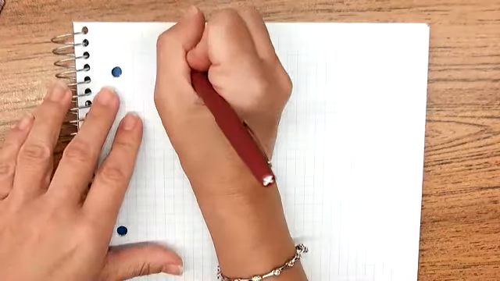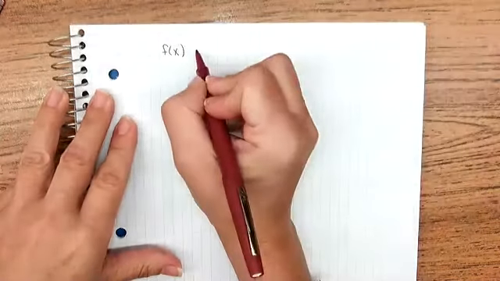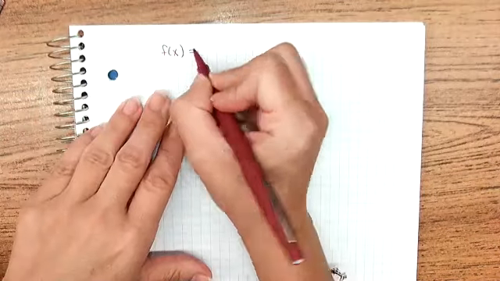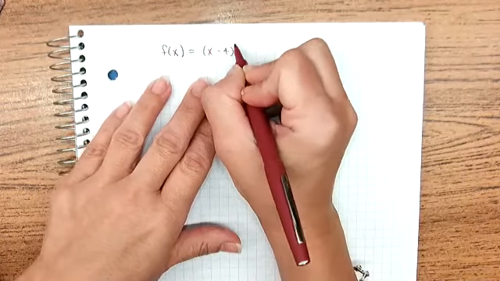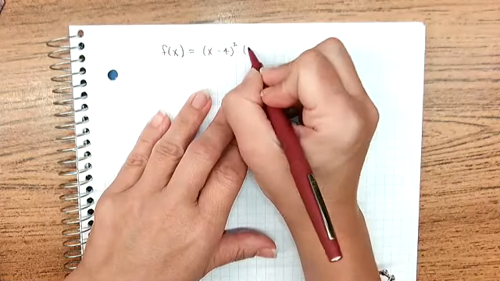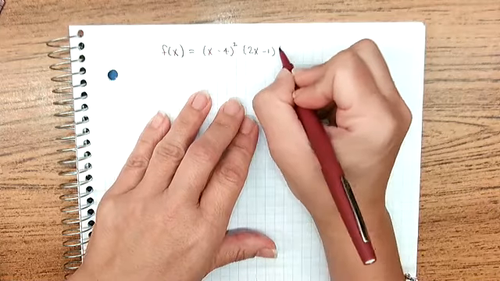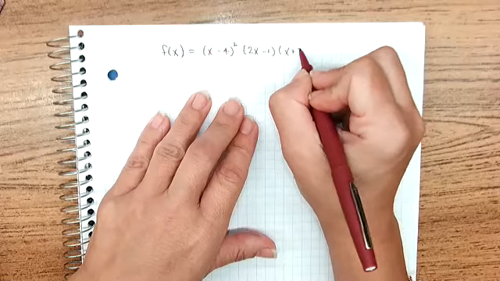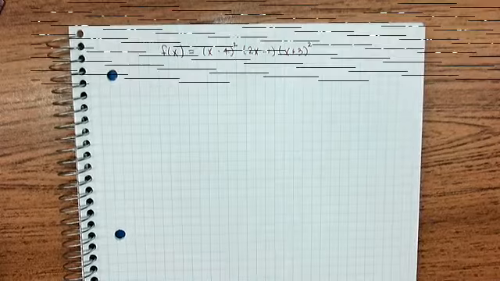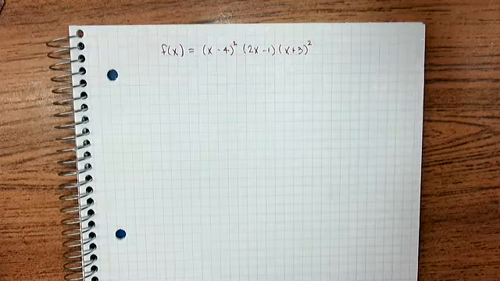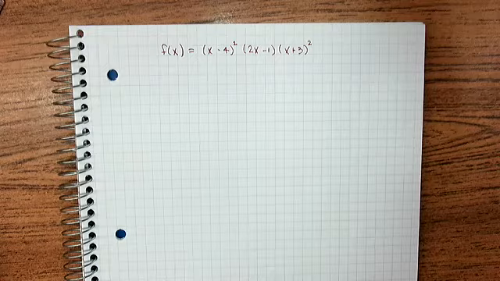So let's say I give you the f of x, and I'm going to tell you the f of x is, I don't know, how about x minus 4 quantity squared times the quantity 2x minus 1 times the quantity x plus 3 squared. Let me try and focus that a little bit for you. Okay, so I want to know, where is this less than or equal to 0? So we're going to find what we call our critical values.